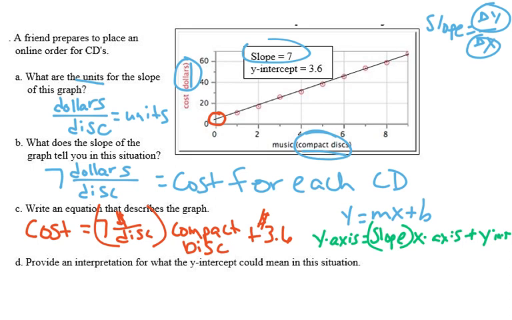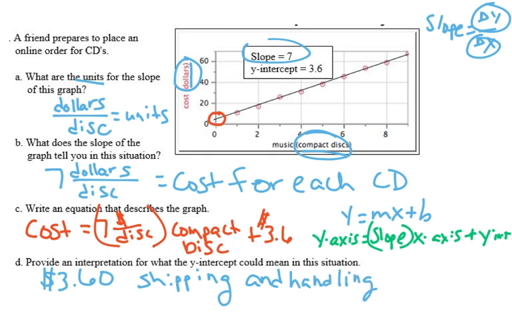This will help us with the interpretation for the y-intercept, which is what the next question asks us for, because now I can see that my y-intercept is $3.60, which probably means it could be a shipping and handling charge or something like that. All right, so that's how we are going to use graphical analysis to analyze a graph.